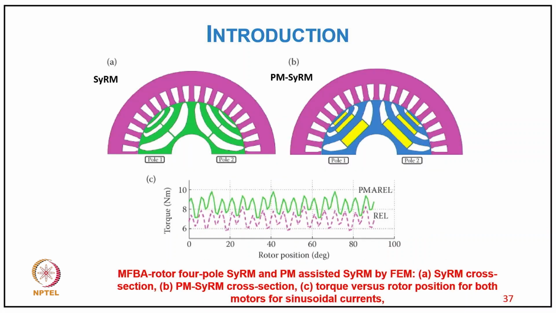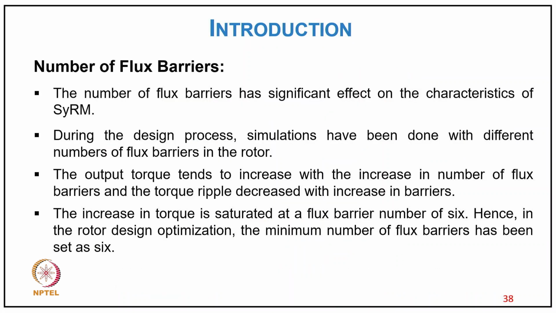Then here I have a 4-pole synchronous and a PM-assisted synchronous reluctance FEM cross section area. On the left side we have the synchronous and on the right side we have a PM-assisted synchronous reluctance model. So now coming to the number of flux barriers.